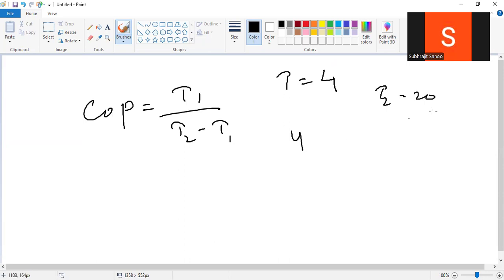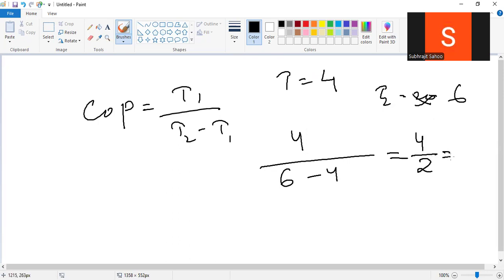Instead of 20, take the T2 value as 6. So T1 is 4 and T2 is 6. What is the answer here? 4 by 2. COP value is 2. Now T2 is fixed at 6; it will not change. Suppose, assume.